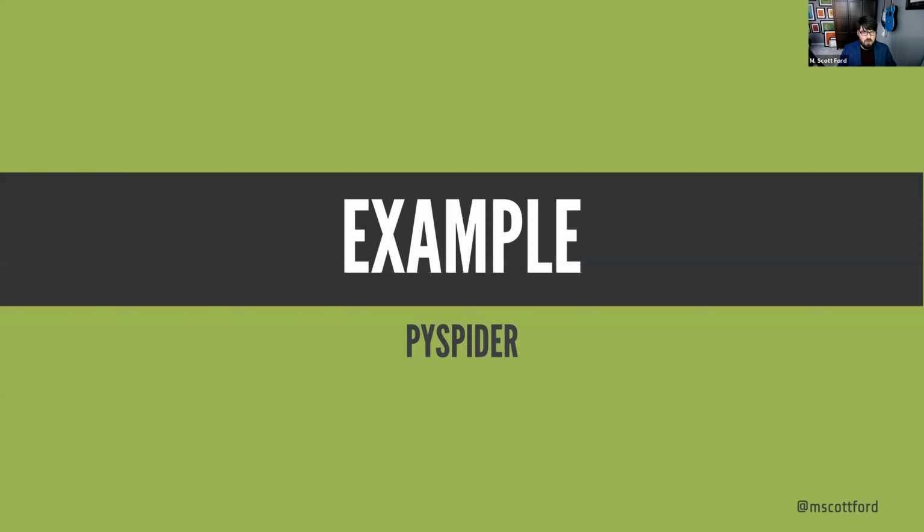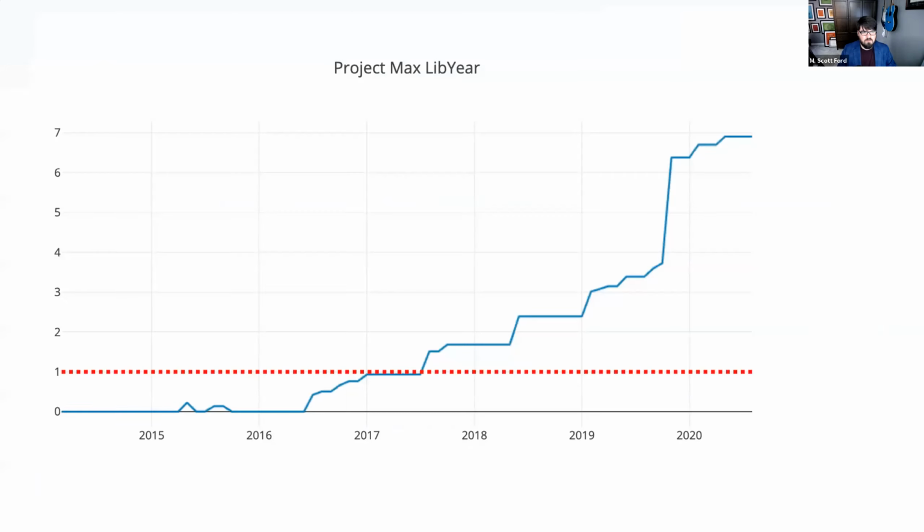So I can show you the same project, PySpider, graphed with Freshly. And this is showing you the max LibYear over time for that project. So you can see how the team started out doing pretty well. And I've got the recommendation line here at a year, the idea being that you don't want any one package to be more than a year out of date. And you can see here that they eventually got to a point where they had one package that was more than 7 years out of date. So definitely good to know.